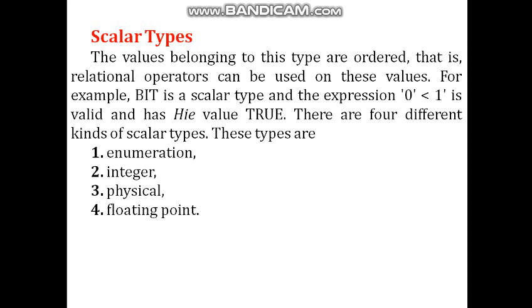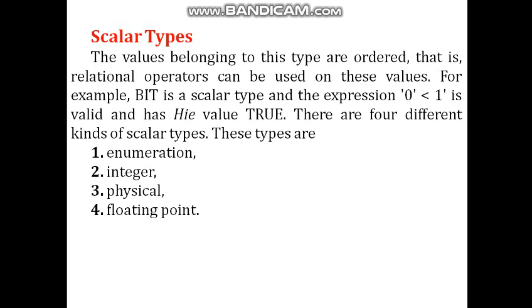What is this scalar type, and what are the different kinds of scalar types that we will discuss here? The values belonging to this type are ordered, because we already discussed that the values belonging to this type appear in sequential order, so a relational operator can be used on these values. For example, a bit is a scalar type and the expression 0 < 1 is valid and has the value true.